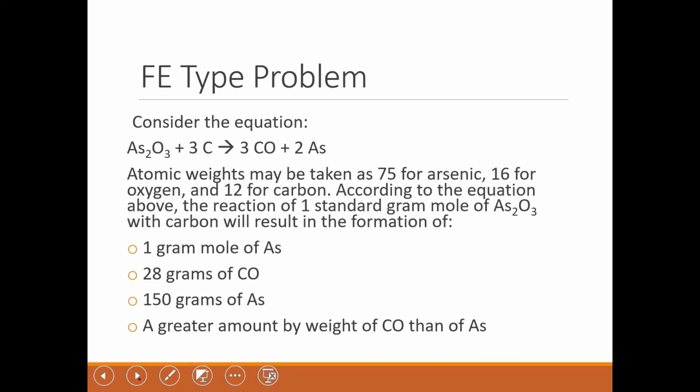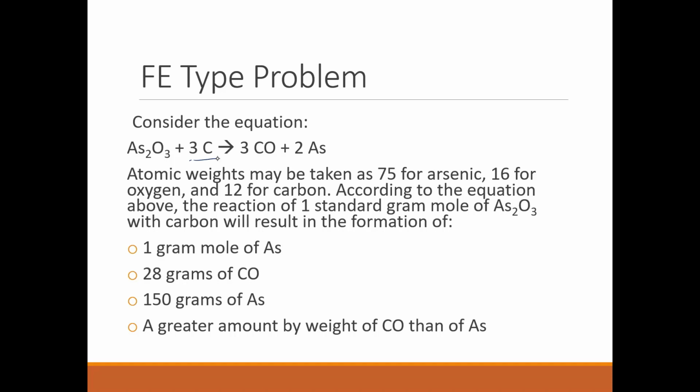So if we consider this problem here, so we have arsenite reacting with carbon to produce carbon monoxide and arsenic. You're given the atomic weights, and you're asked, okay, according to the equation above, the reaction of 1 standard gram mole of arsenite with carbon will result in the formation of. And we can do this one as a poll also.